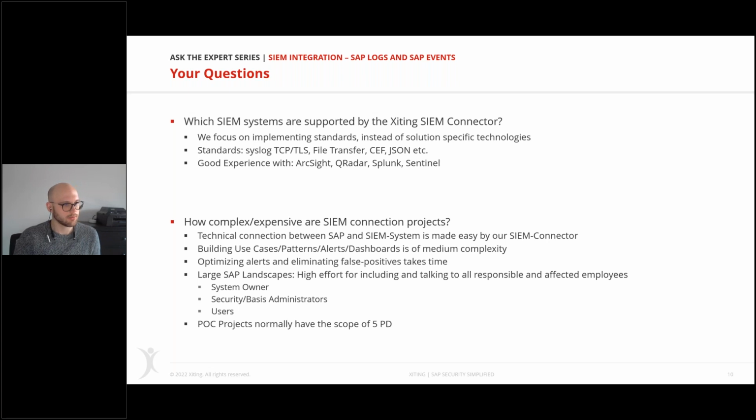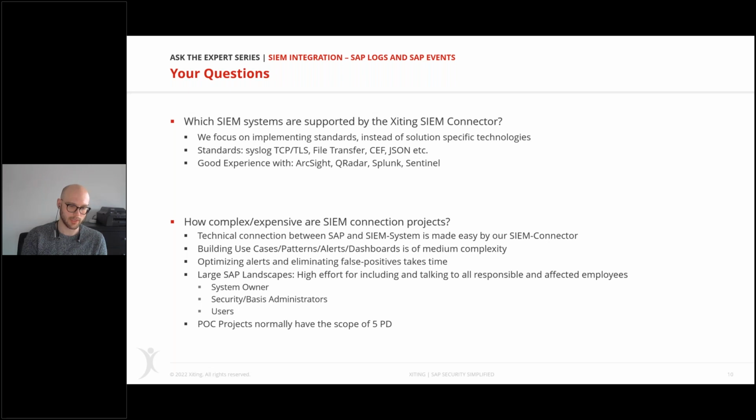Last question that was handed in up front goes in this direction of how complex or expensive SIEM connection projects are. What is the effort to connect a SIEM system? I can't make a general statement. How long does it take to connect a SIEM system? Because this depends on various factors, right? As always in IT projects.